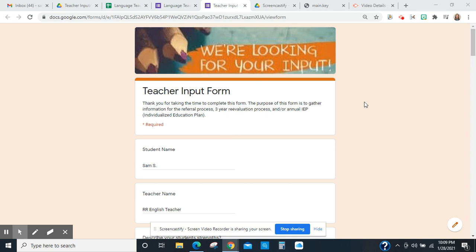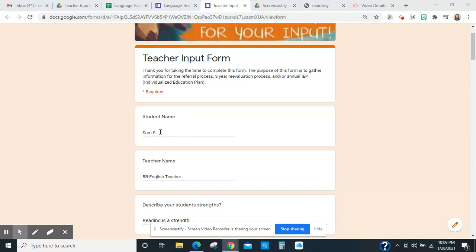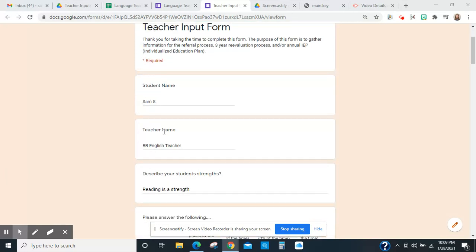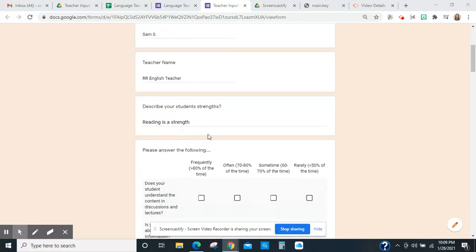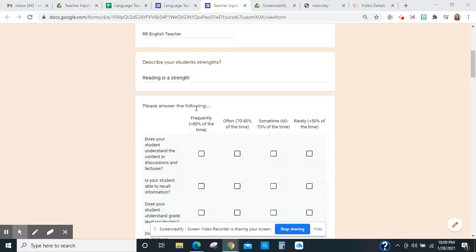This is my teacher input form that can be used by a speech language pathologist or a special education teacher. It collects information regarding a student categorized by the teacher name. So this is helpful when the student has multiple teachers, such as a resource room English teacher, a gen ed teacher, specials teacher. It lists the student's strengths.